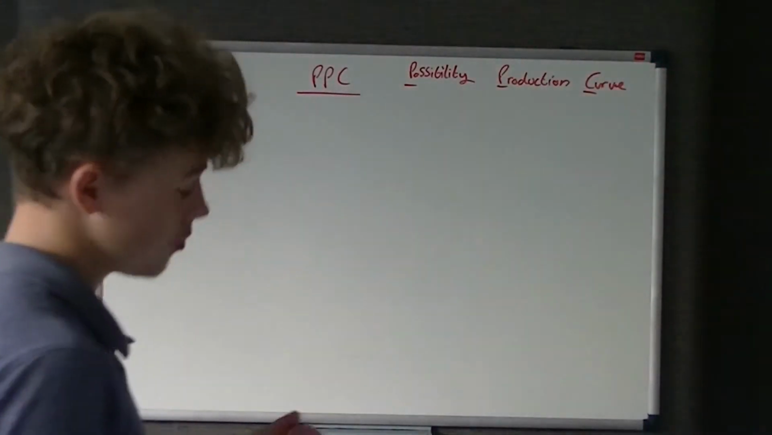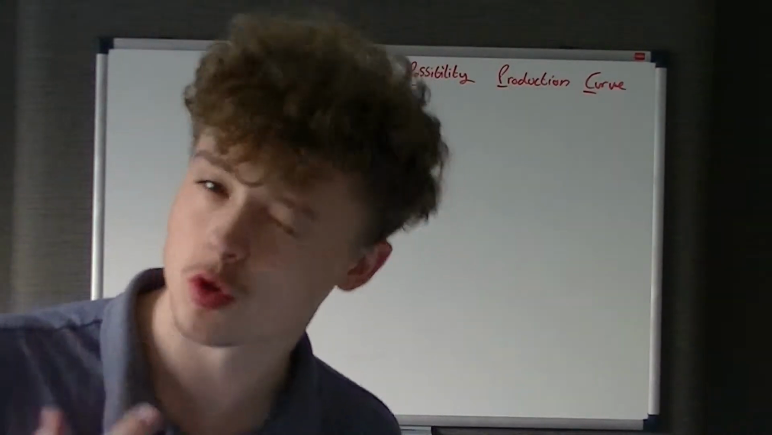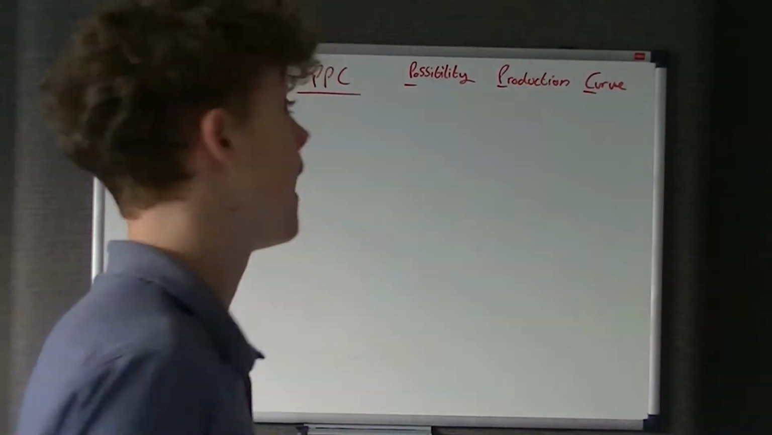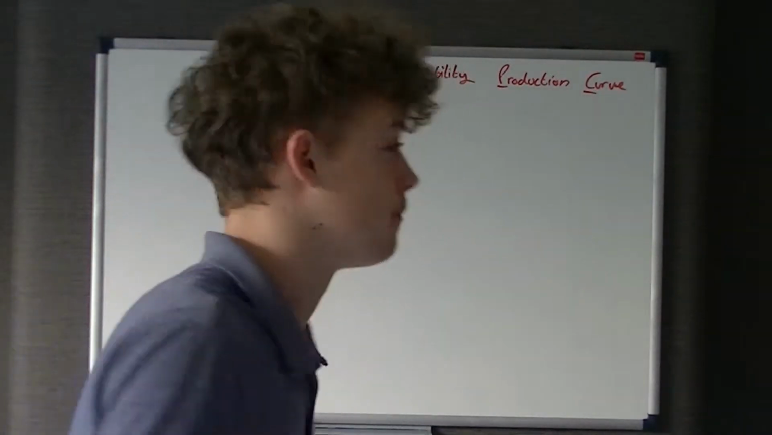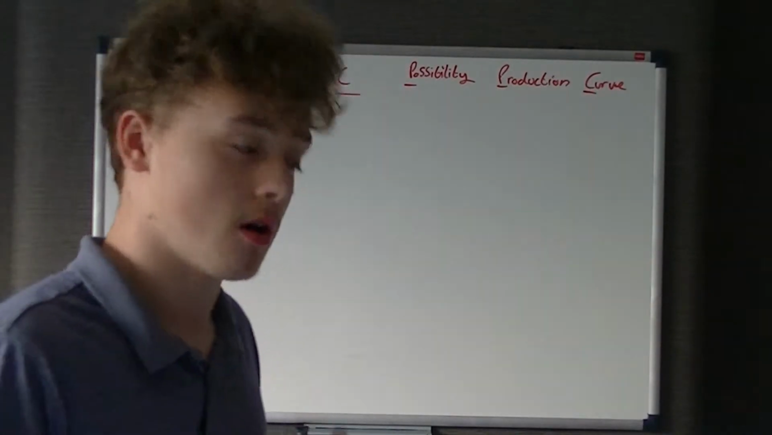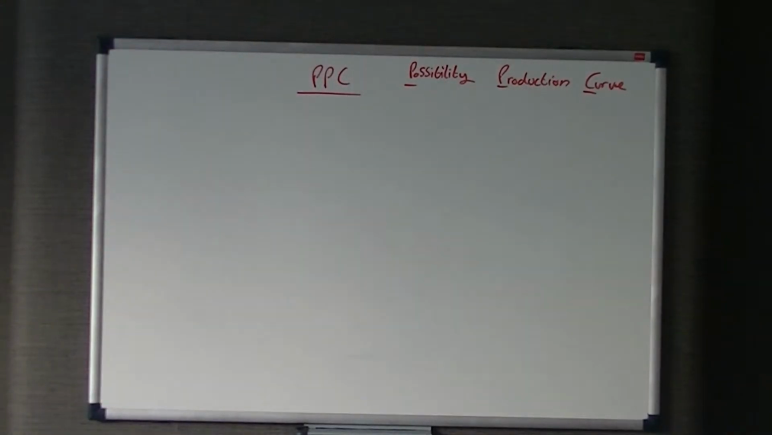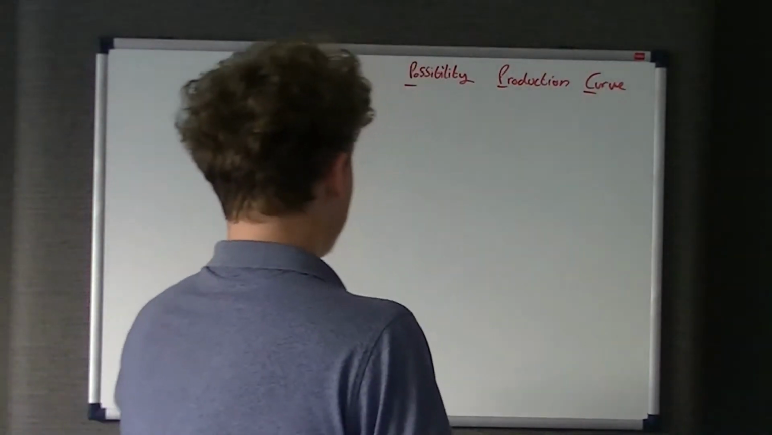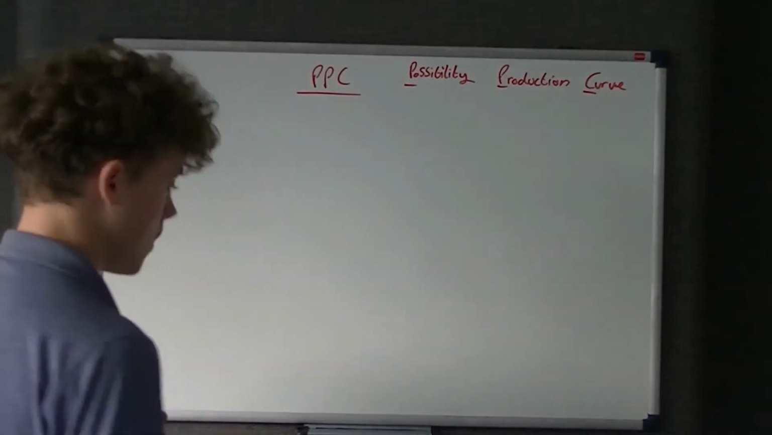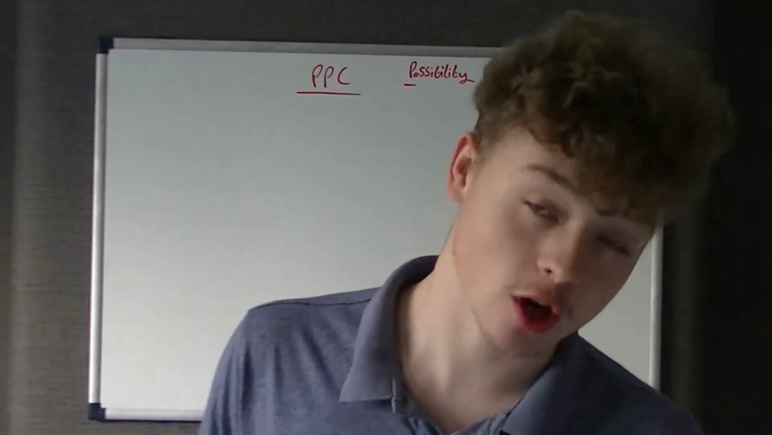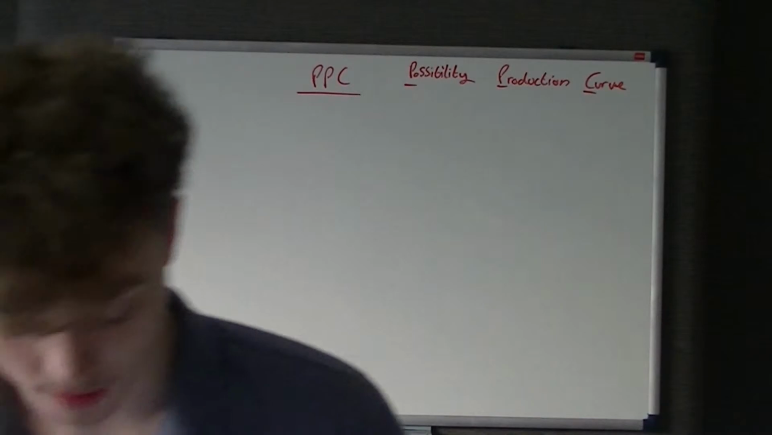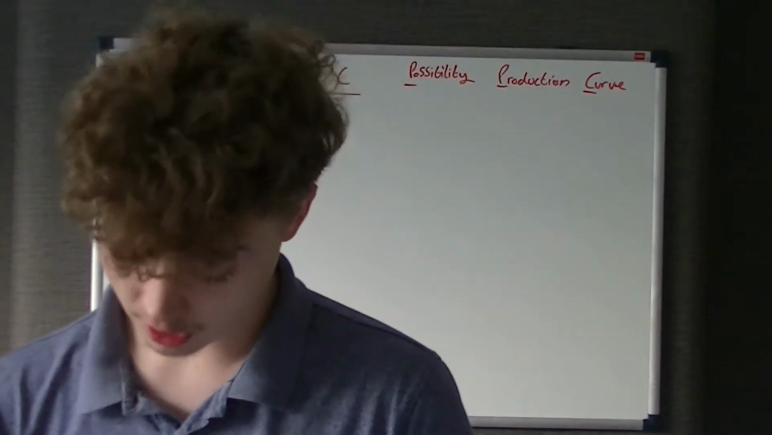Now, again, we've sort of gone over this in a previous video. It shows the maximum combination of two goods or services, assuming the full and efficient use of scarce resources. Right. Okay, I'm going to draw. We have gone over the opportunity cost in this for PPC, so we have gone over that.